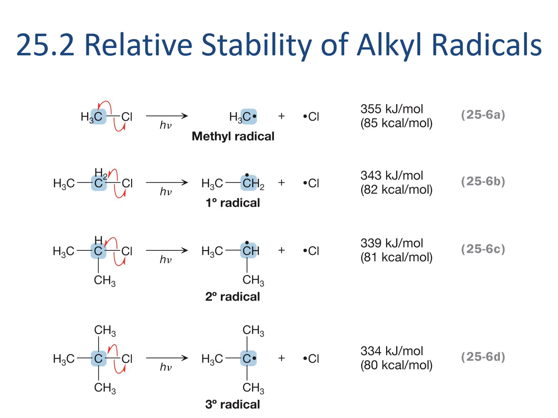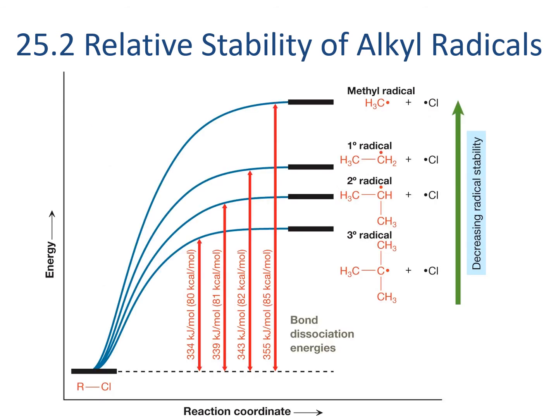Tertiary radicals are much more stable than secondary, which are more stable than primary. Notice that this stability trend follows the same pattern as the stability of carbocations. We can see the same thing graphically. The energy jump to the tertiary radical is much easier than the jump to any other radical.